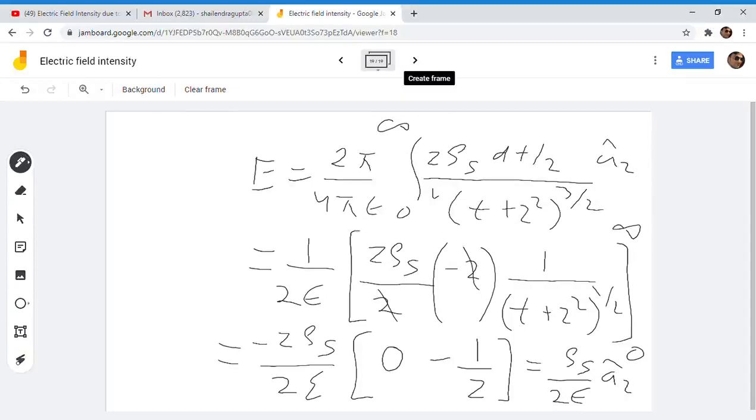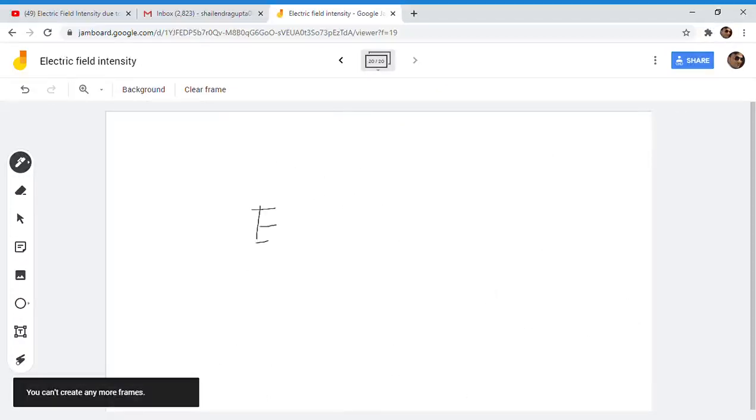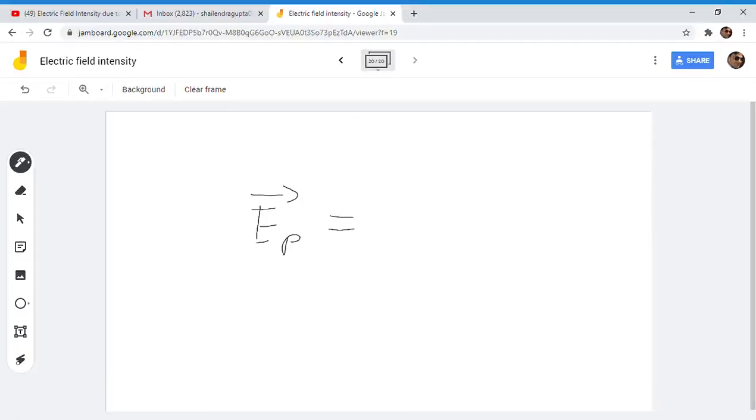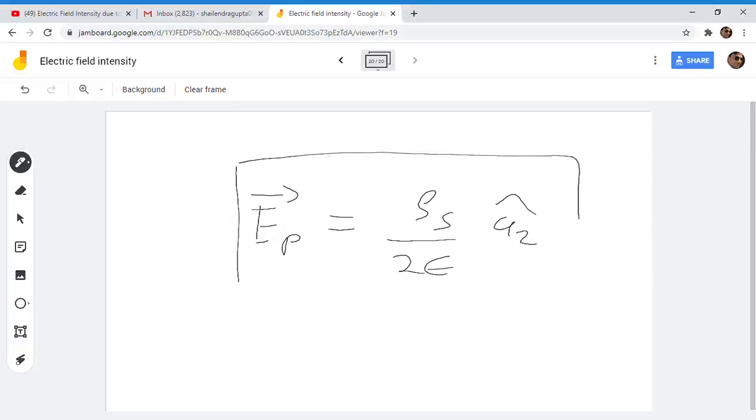So we can write it separately. The electric field due to surface charge density will be rho s upon 2 epsilon, in the Az direction. This is the electric field due to surface charge density at point P. Here you can see that this electric field only depends upon the surface charge density. It doesn't depend on how close you are to the infinite plane.